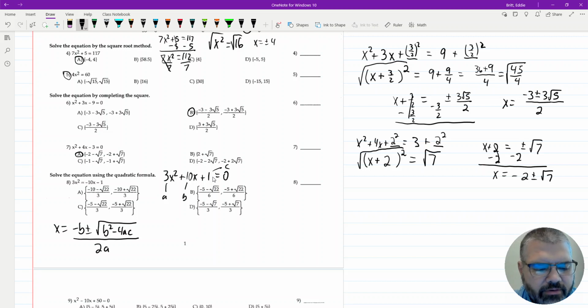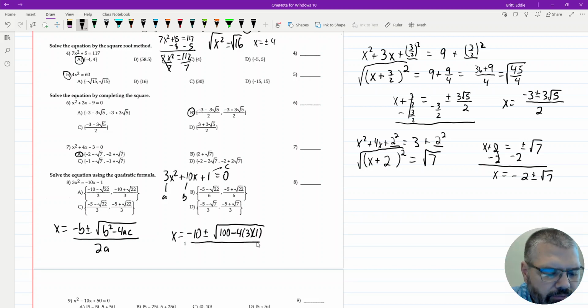So now I want to plug everything in. Alright, to my quadratic formula. So I have x equals negative b, so it's going to be negative 10, plus or minus the square root of b squared, so 10 squared, 10 times 10 is 100, minus 4 times a times c, so minus 4 times 3 times 1, all over 2a, so 2 times 3.